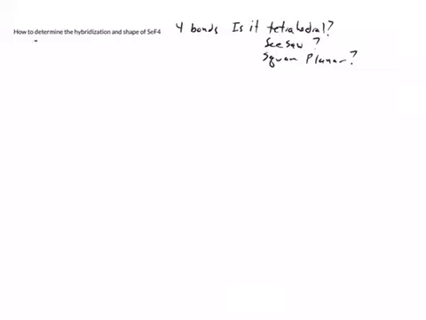So if I take SeF4, selenium has 6 electrons. Fluoride has 7 electrons. So that's going to be a total of 34 electrons. That's the first thing we want to do, is just determine the number of electrons. And then I'm going to make the Lewis structure. And I'm going to do this real quick. Always got to do Lewis structure, because that tells us the number of electron groups.